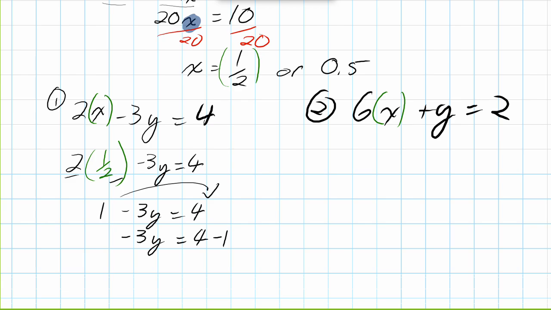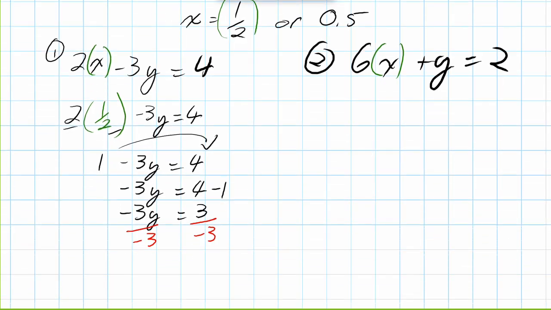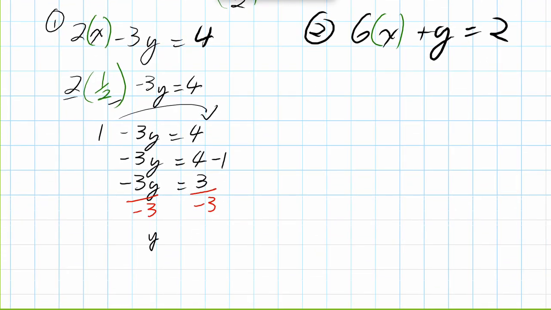4 minus 1. That will become 3. So we have negative 3y equals 3. We're going to isolate for y. So we divide by negative 3 on both sides. And lo and behold, we get y is equal to negative 1. Okay? And to confirm this, we're going to do the exact same thing in equation 2, just to show you that it doesn't matter which one we use.